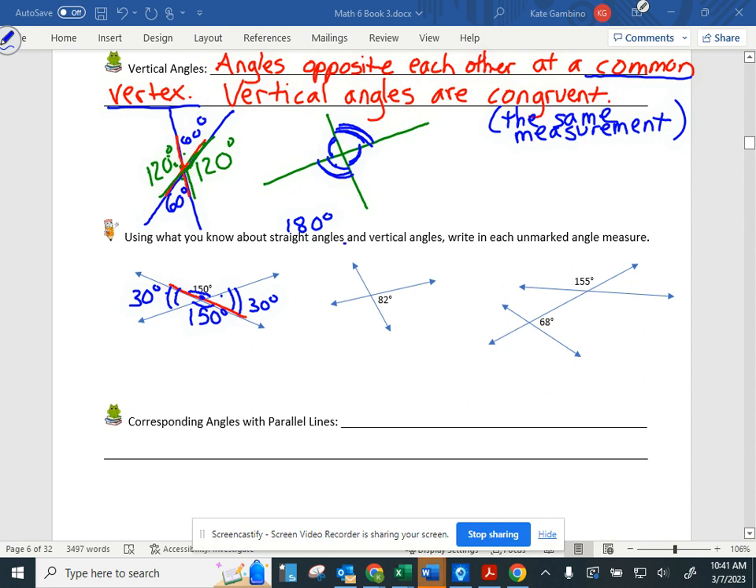You are going to do these last two on your own. This one has two X's. So it actually counts for two problems, right? You have to fill in with each X. Fill in all of those angles.